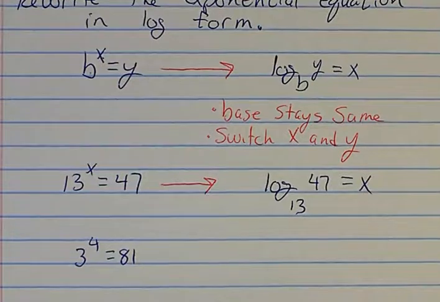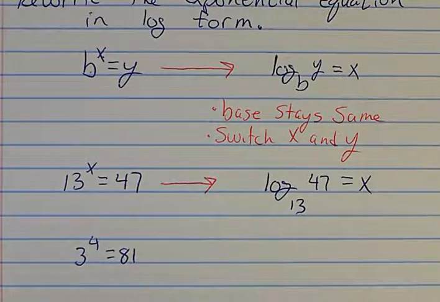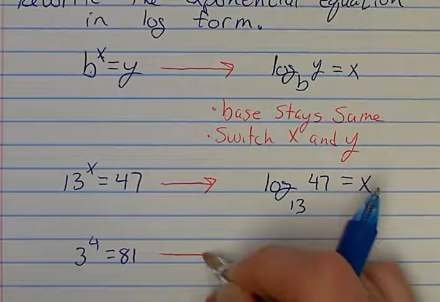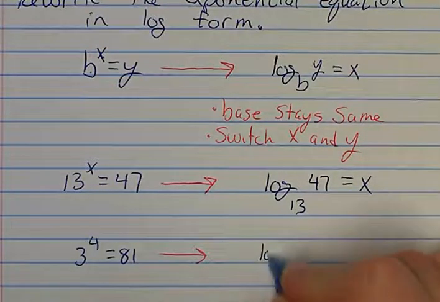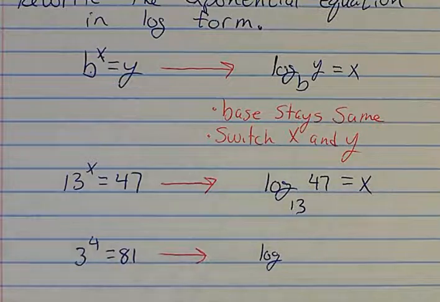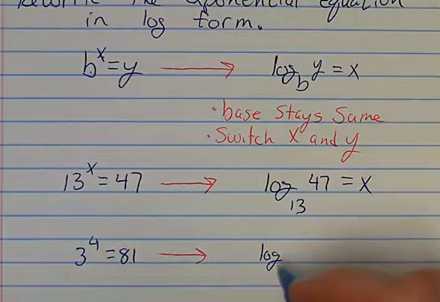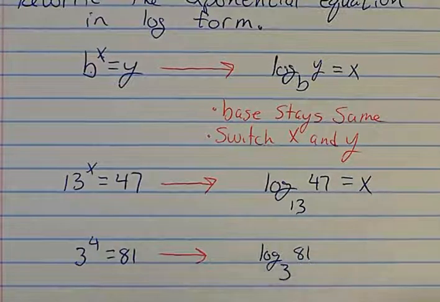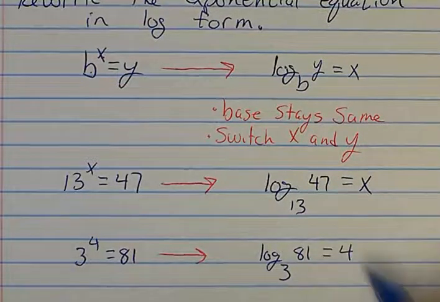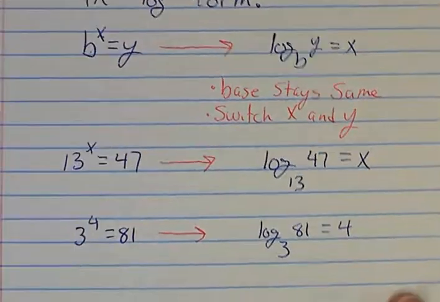Alright, so 3 to the 4th equals 81. In this case, 3 is your base, and you've got what looks like 3 to the 4th power here. On these, again, you're going to swap it. The 81 is going to go here, and the 4 goes by itself.